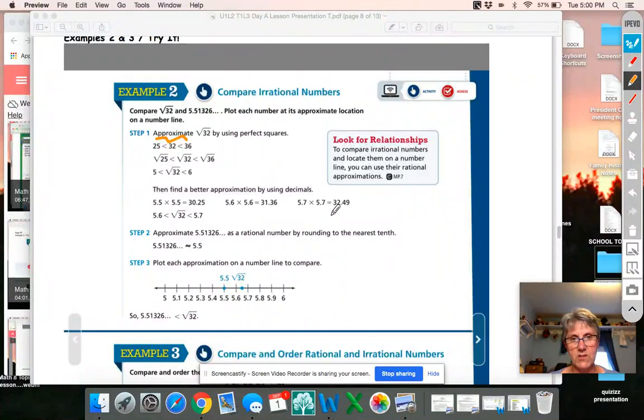So we're looking for 32. This is pretty close to 32. This is a little bit smaller than 32. So the square root of 32 has to be in between these two numbers. Now, if we're comparing, this number here is smaller than this number here, which means that 5.51326... is to the left on the number line, and the square root of 32 is to the right.